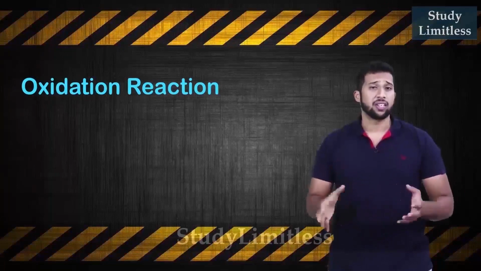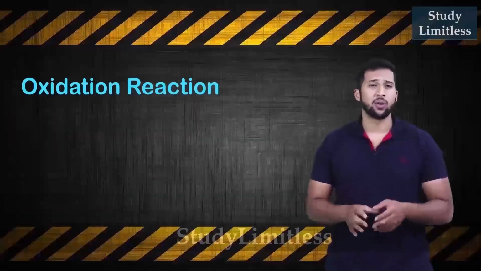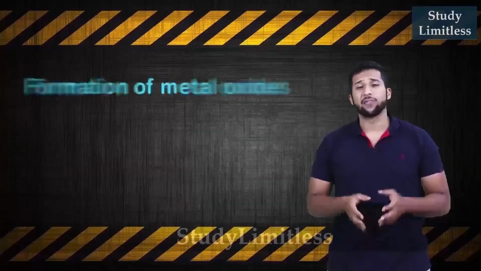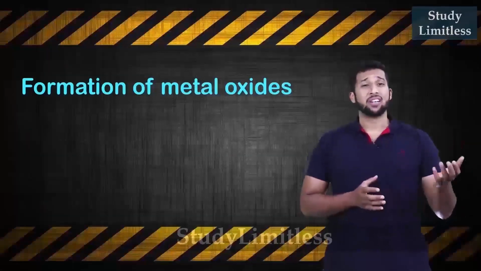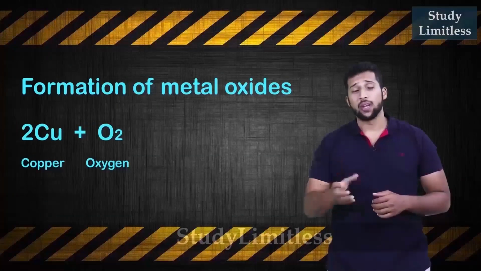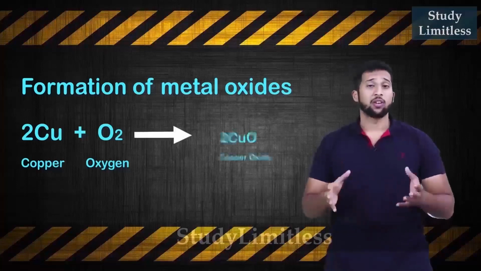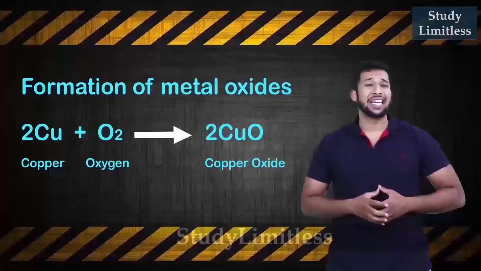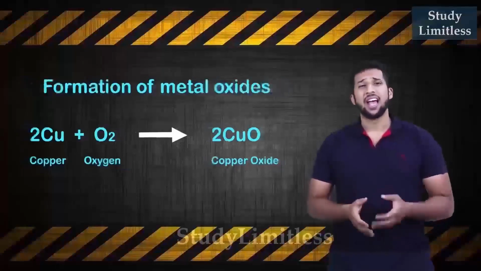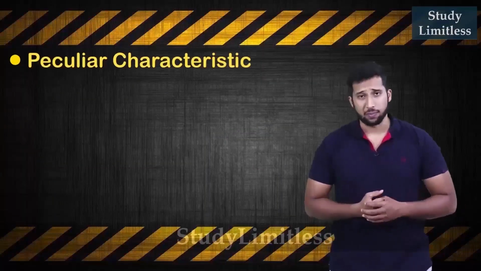Now, oxidation is nothing but the addition of oxygen, so hence you can expect the formation of a metal oxide. So when you burn copper, for example, with oxygen, you get copper oxide. Now, all these burning reactions of any metal have a certain characteristic.